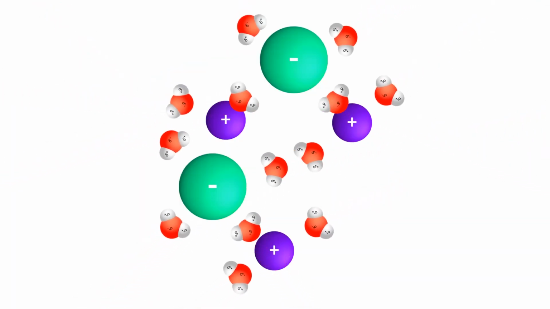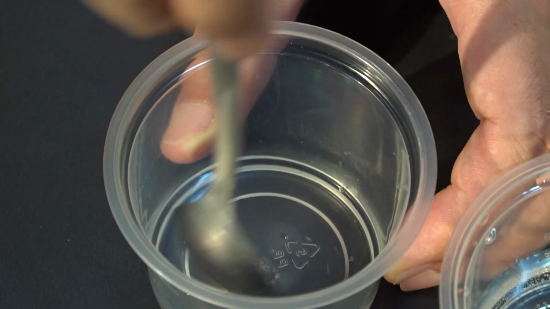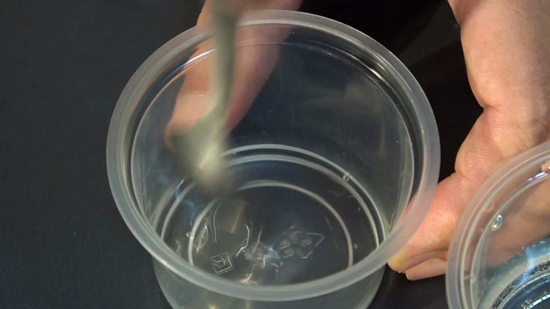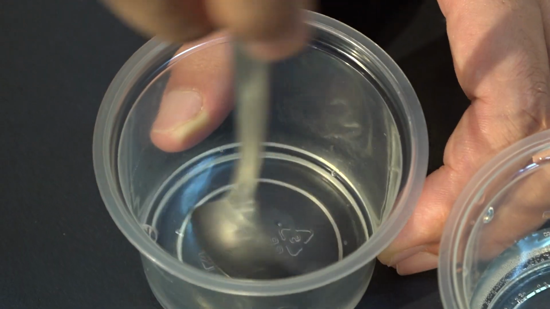There will be attraction between the ions and the water molecules. When an ionic compound is mixed with water, the negatively charged ions or anions are strongly attracted to the partial positive end of the water molecules. Likewise, the positively charged ions or cations are strongly attracted to the partial negative end of the water molecules. This is why table salt, a sample made of the ionic compound sodium chloride, is easily soluble in water.